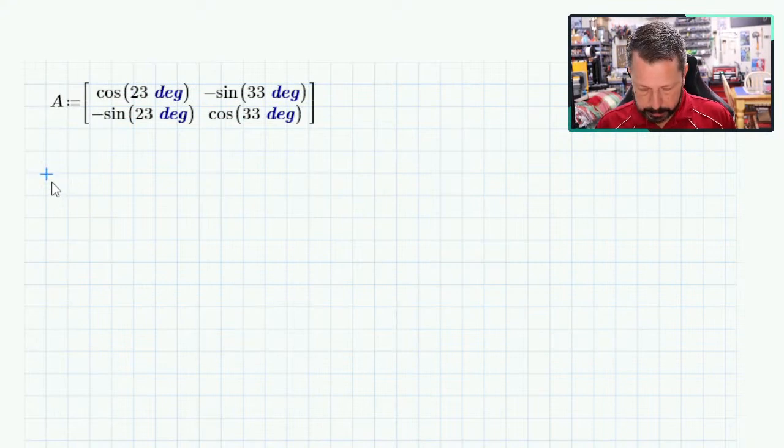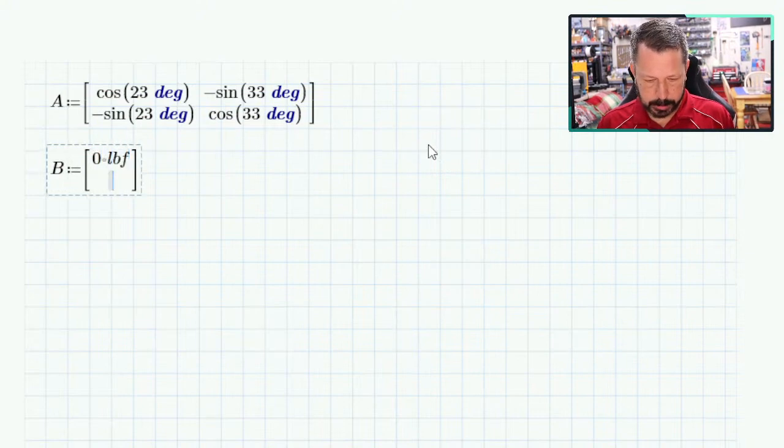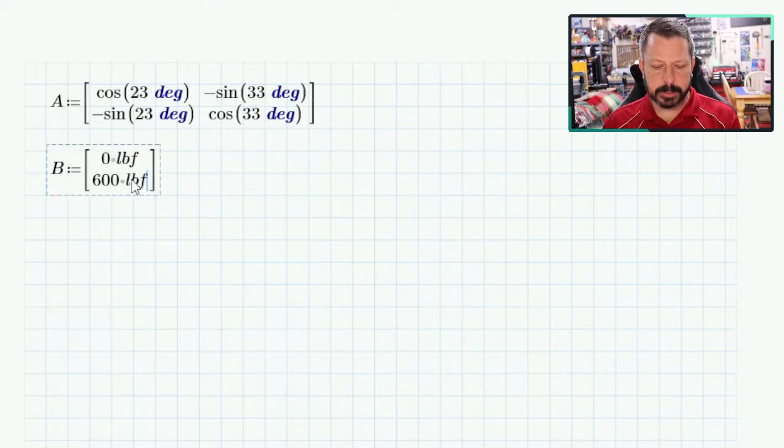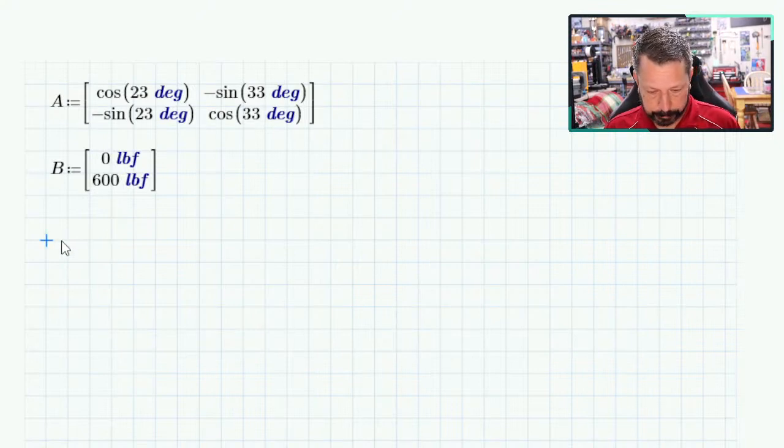Our B matrix is the constants or the residuals. So B is a 2 by 1 matrix. The first one was 0 pounds. The second one was 600 pounds. If you don't put the units on here, that's fine, but don't put units on one and not the other. And X, the values for the variables, will equal A.